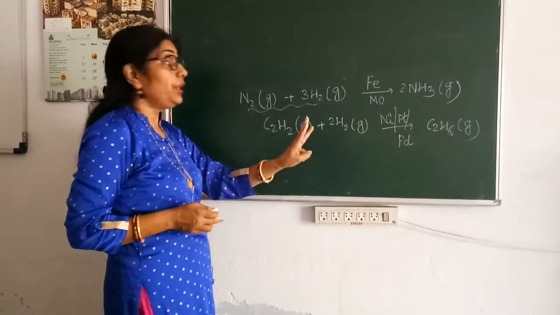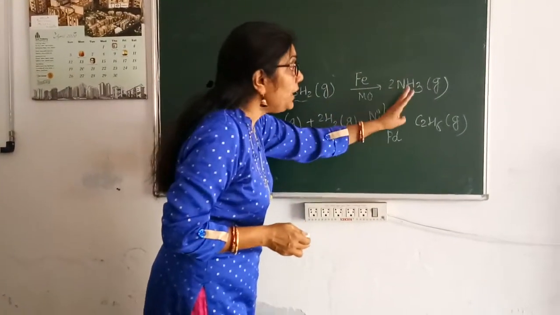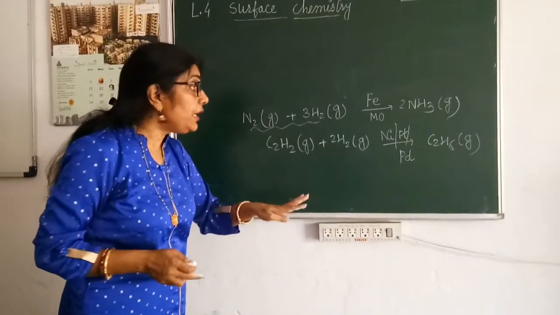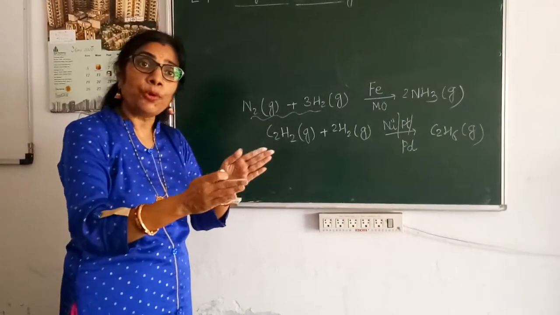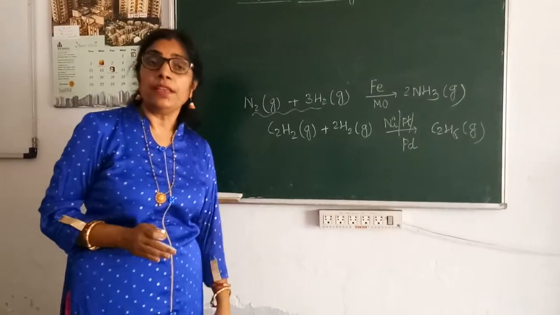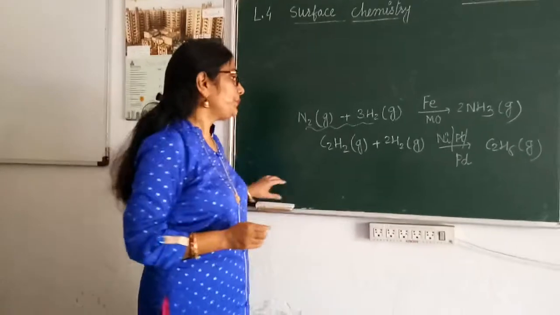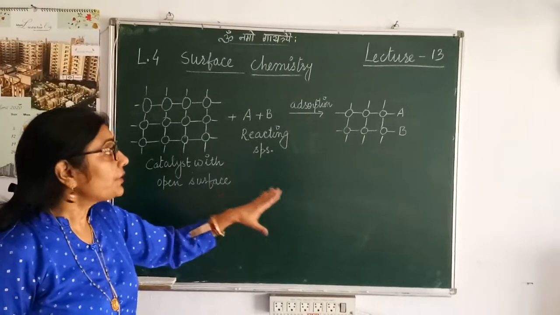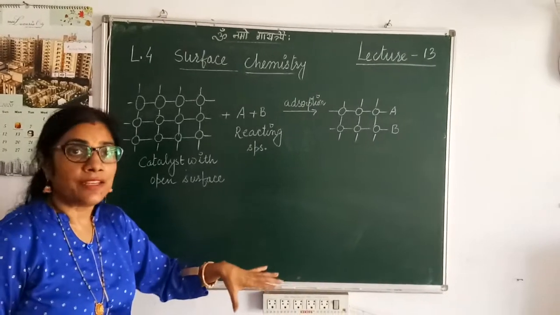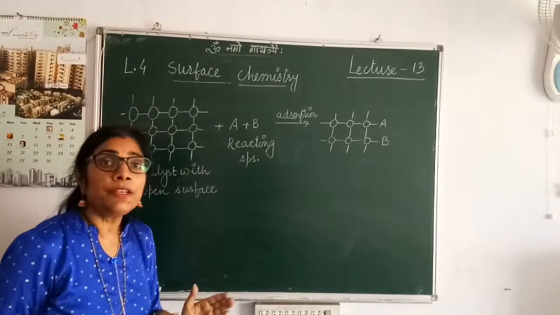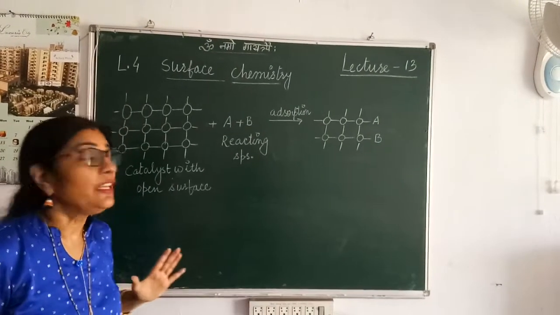The third step will be the formation of an intermediate by the chemical reaction. And finally, desorption of the products, so that the entire reaction can be carried out easily. So let's see what actually happens in heterogeneous catalysis. I will show the mechanism by this diagrammatic representation so that you can easily learn it.